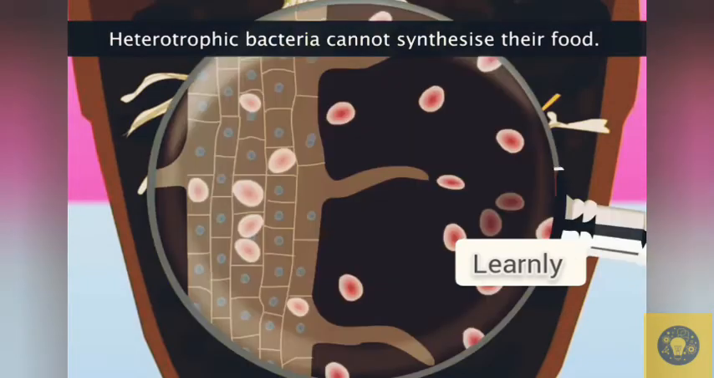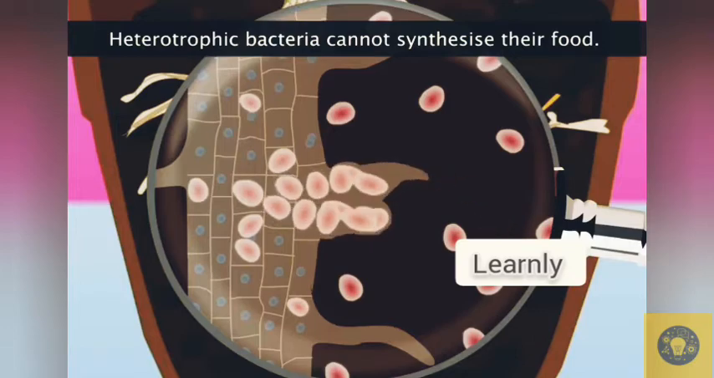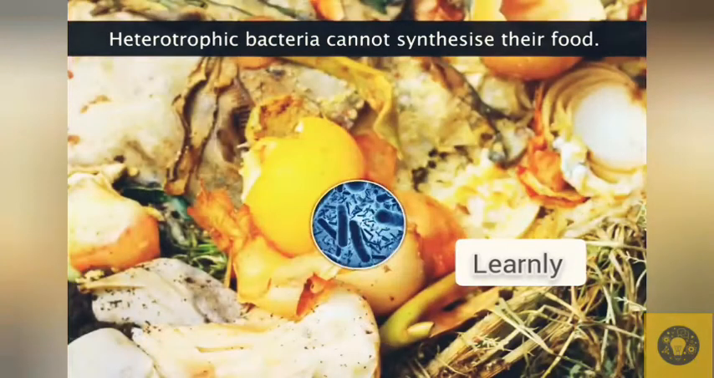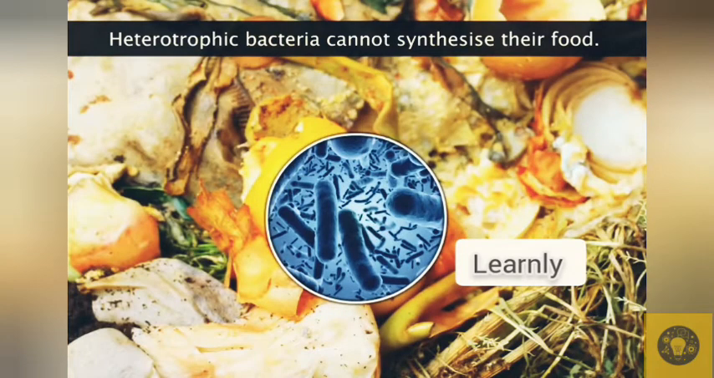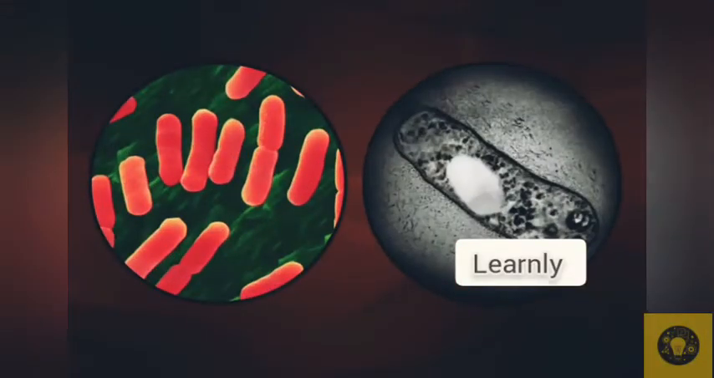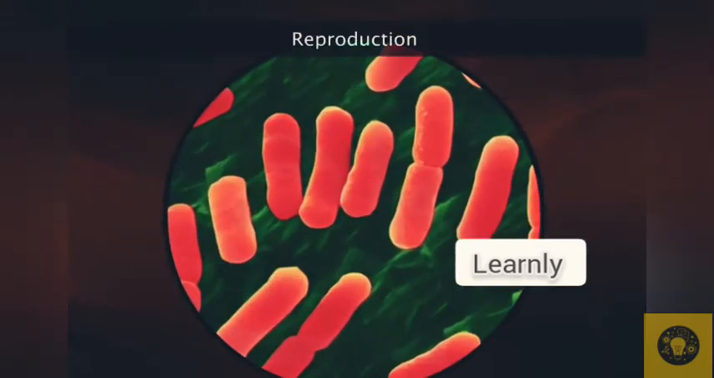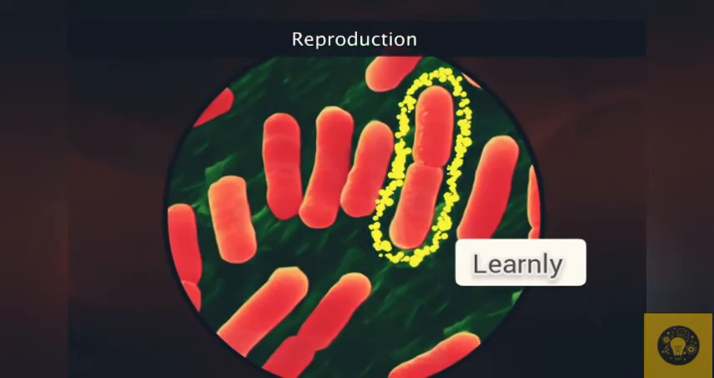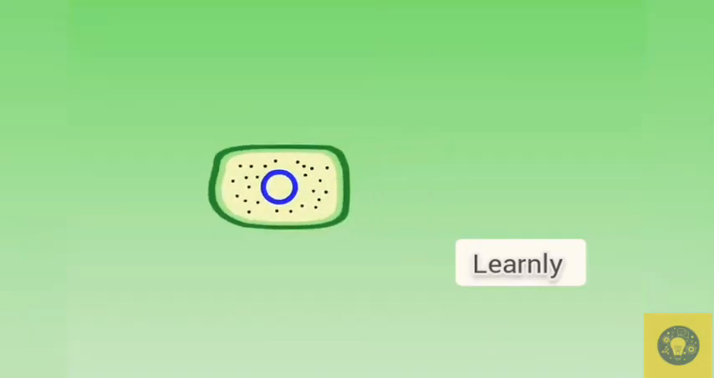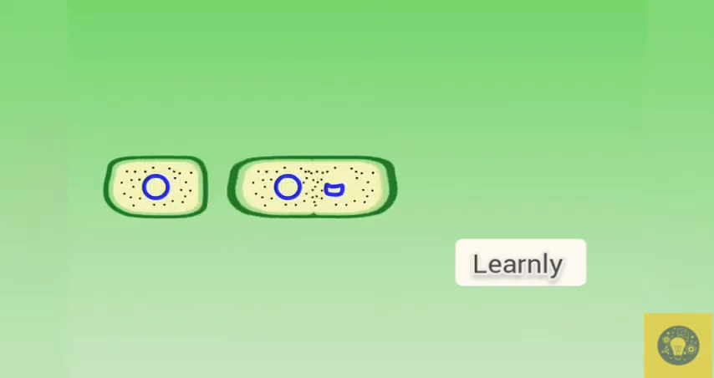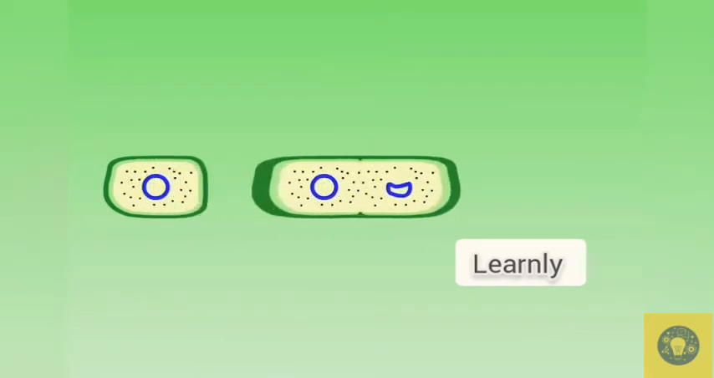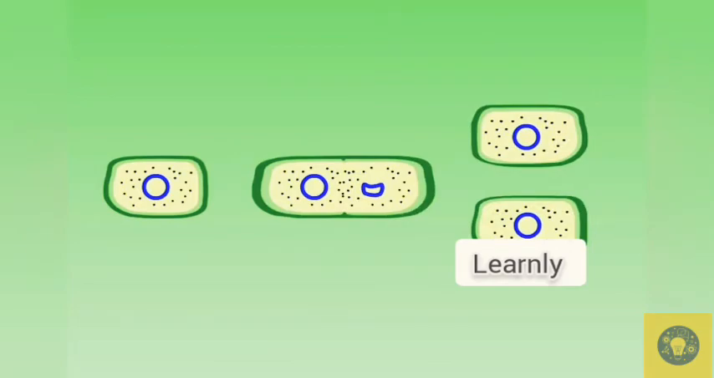Heterotrophic monerans are not capable of synthesizing their own food, but derive it from other organisms or from dead and decaying material. Examples of heterotrophic bacteria are E. coli and Rhizobium. Most bacteria reproduce by binary fission. In this process, the bacterial cell duplicates its DNA and cytoplasm and then divides to give rise to two cells.